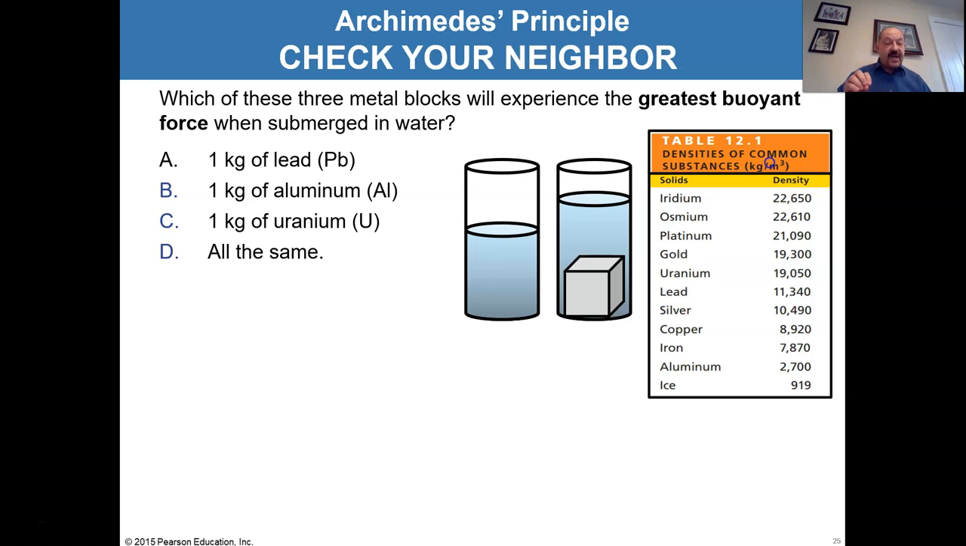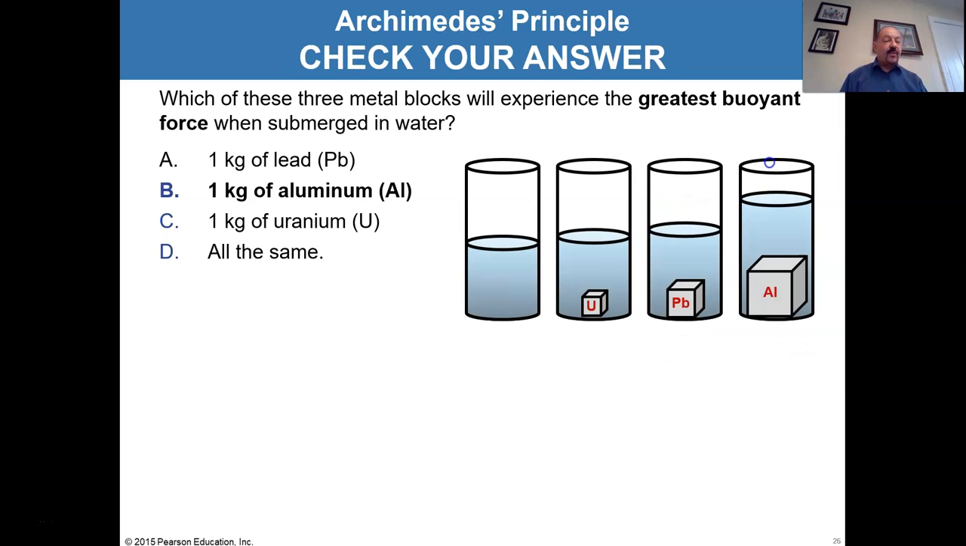So this is a little tricky. You have to think about how the same masses mean different volumes in this case. So they have different volumes. The one that will displace the most water is the aluminum. It will displace the most volume of water, which means it will displace the most weight of water and therefore have the greatest buoyant force.